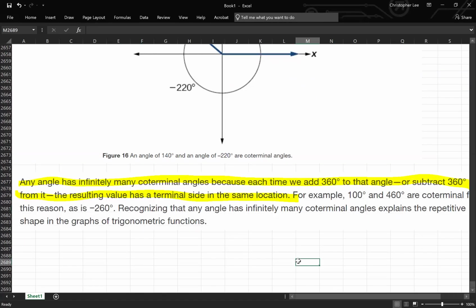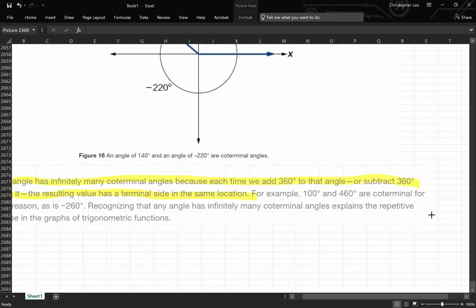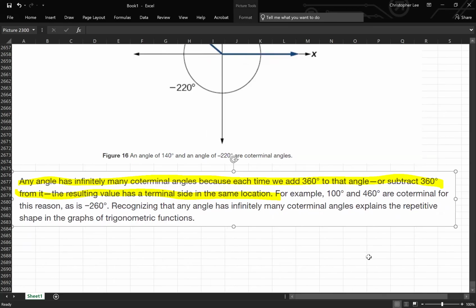All right. Any angle has infinitely many coterminal angles because each time we add 360 to that angle or subtract 360 from it, the resulting value has a terminal side in the same location. So for example, 100 degrees and 460 degrees are coterminal for this reason, as is negative 260 degrees. Recognizing that any angle has infinitely many coterminal angles explains the repetitive shape of the graph of trigonometric functions.